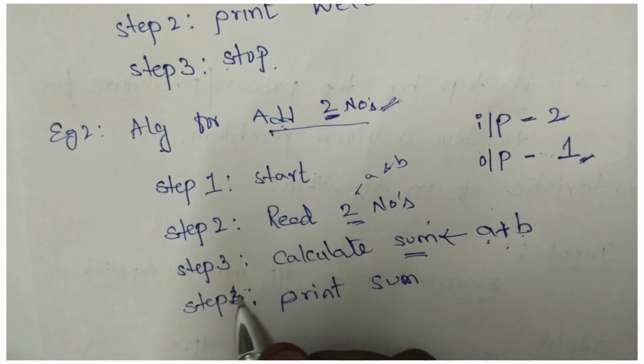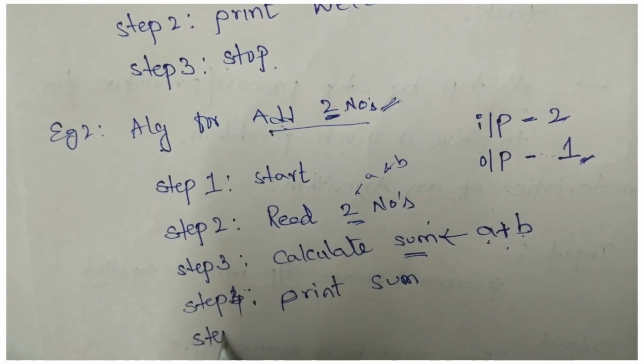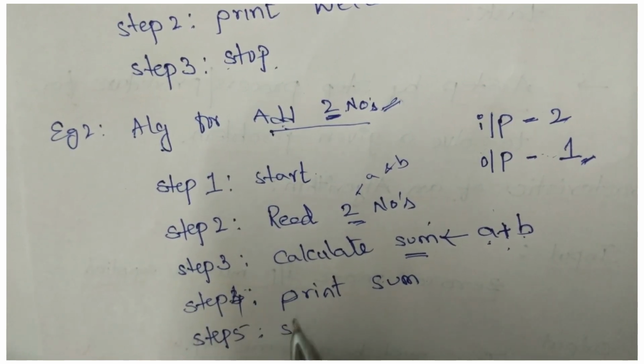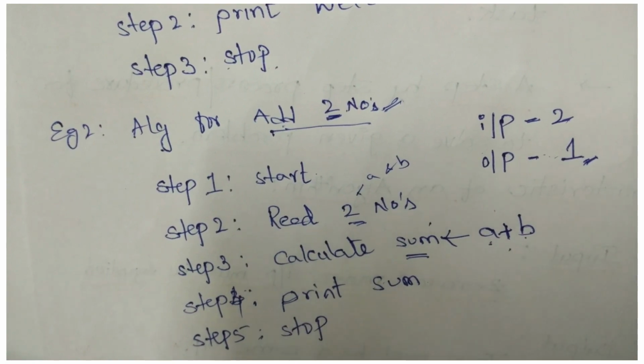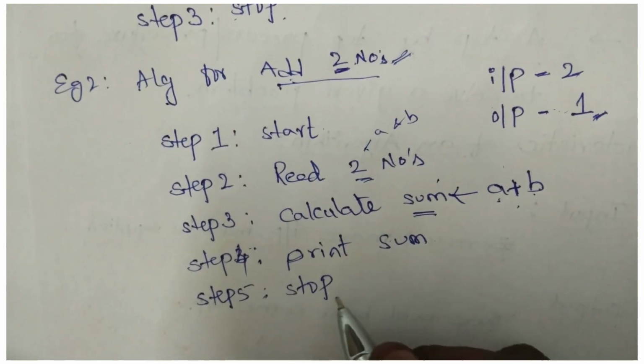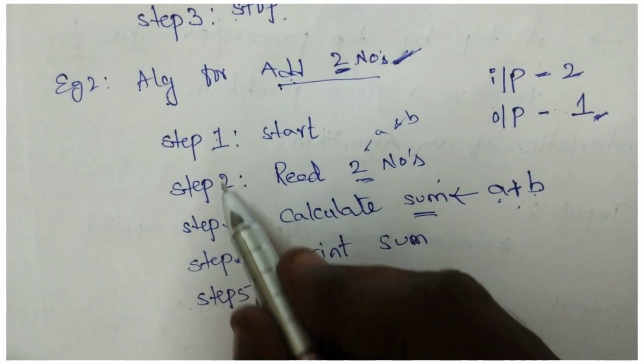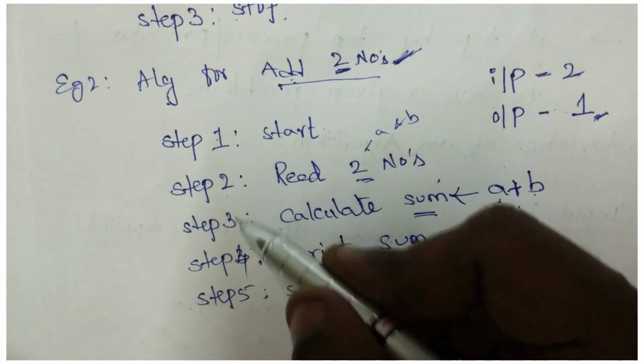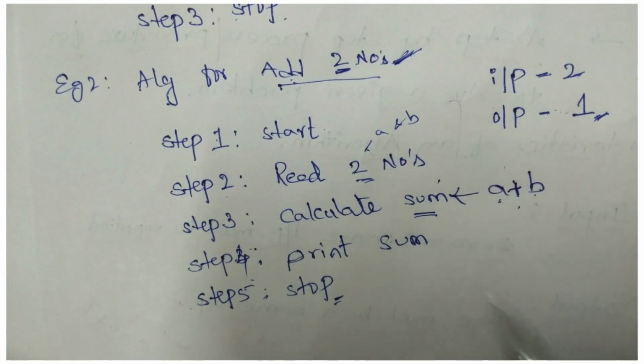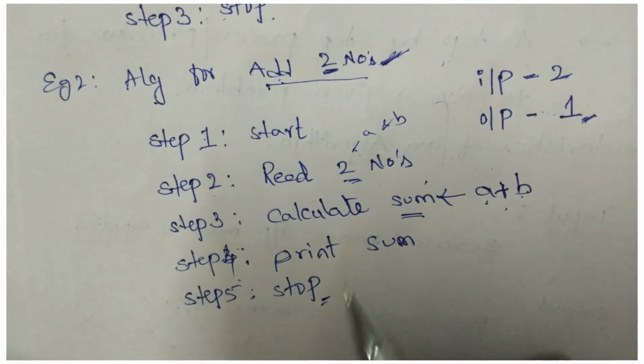And sorry, just step 4. And what is the final step? The final step means I have to stop. Clear? I can solve the addition of two numbers by using a step-by-step process, a finite number of steps to solve the given problem, which is called an algorithm. I think all of you understood, right?